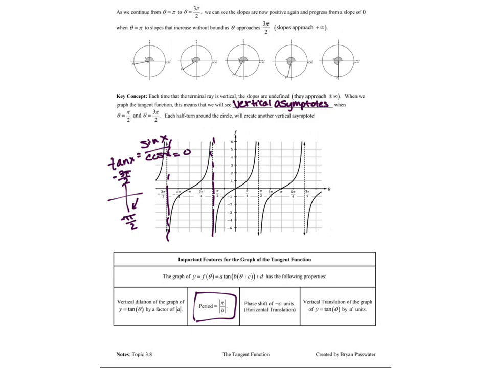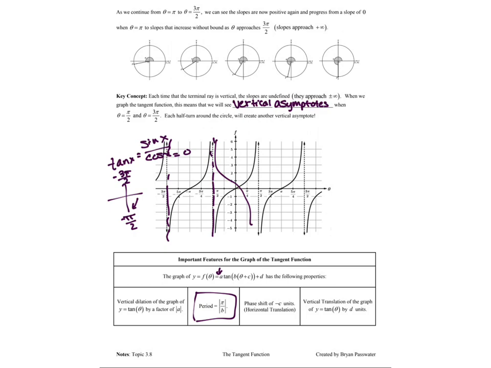Period's positive. It's the time for a cycle. Period is pi over b instead of 2 pi. Okay? You could still see a vertical dilation A. You could see it reflected. So what does that look like? That means instead of rising from left to right, it would be decreasing.